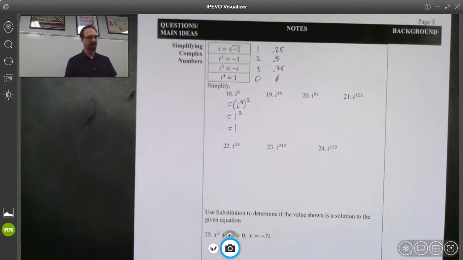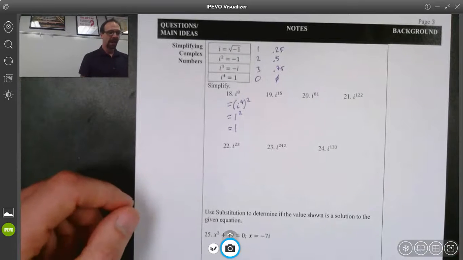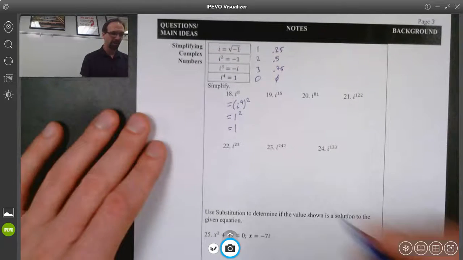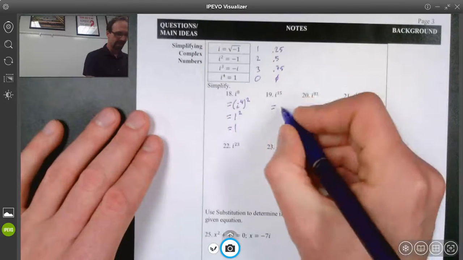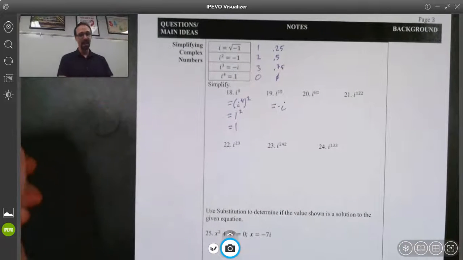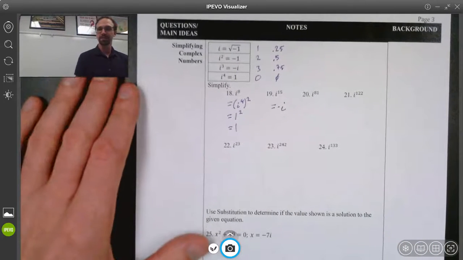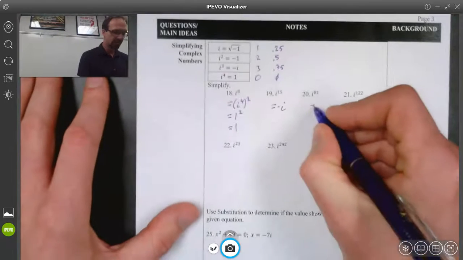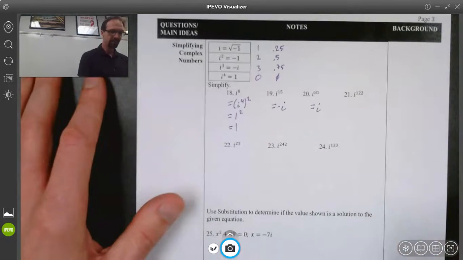So if I think about this again in terms of i to the 15th, I'm going to have i to the 4th, and I'm going to raise that 3 times. That gives me i to the 12th. So I'm going to have 3 i cubed left over. So that's going to be negative i. i to the 81st power, 4 goes into 81 20 times with 1 left over. So this is just going to be equal to i.